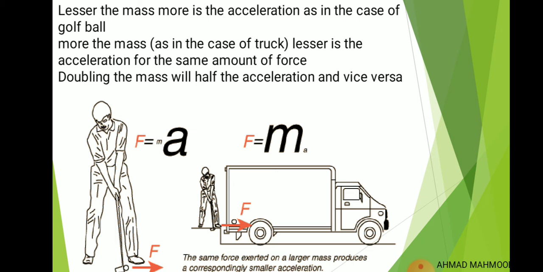Okay, doubling the mass will halve the acceleration because they have an inverse relation. Mass and acceleration have an inverse relation. So, doubling the mass will halve the acceleration.